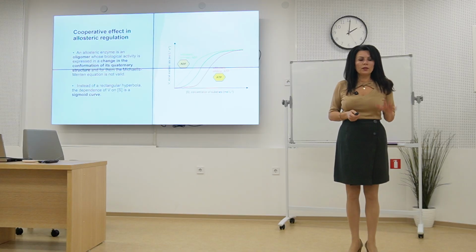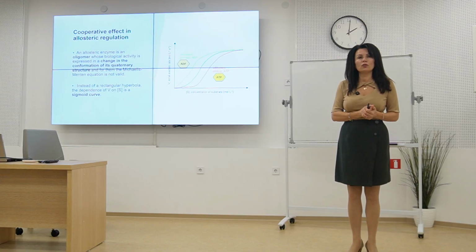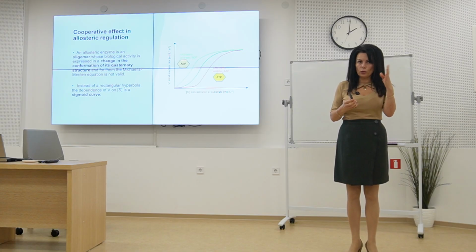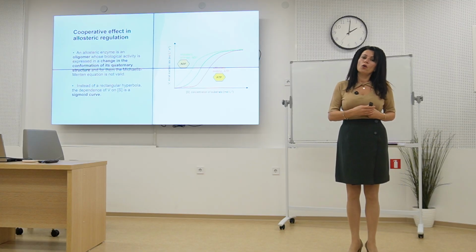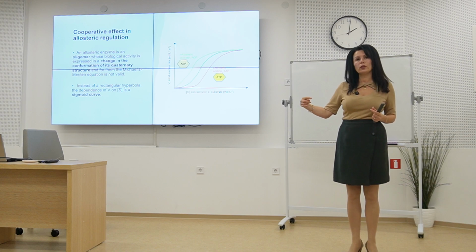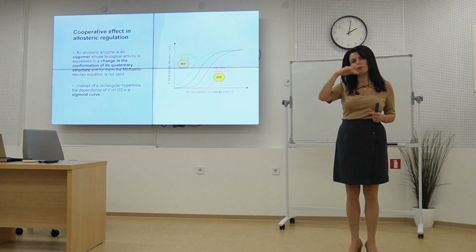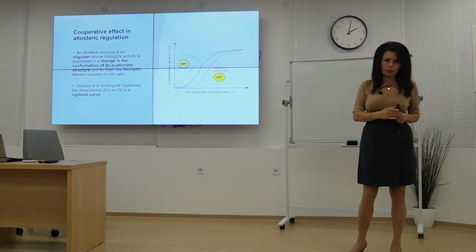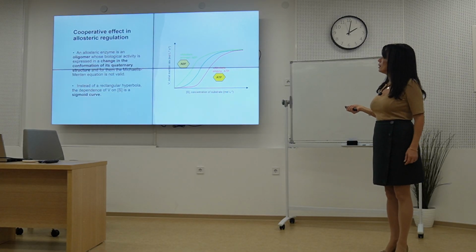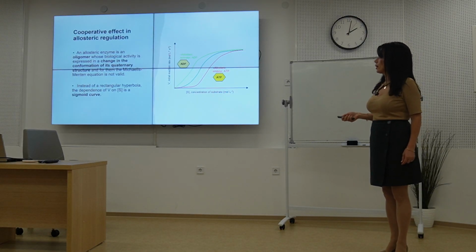The next, the Michaelis-Menten kinetics is not valid here. They do not follow these kinetics. You understand about the Michaelis-Menten kinetics, which shows the dependence between enzyme reaction rate and substrate concentration. In non-allosteric enzyme, this dependence is hyperbolic. But here, in allosteric enzymes, the dependence is not hyperbolic. The dependence is a sigmoidal curve instead of a rectangular hyperbola.